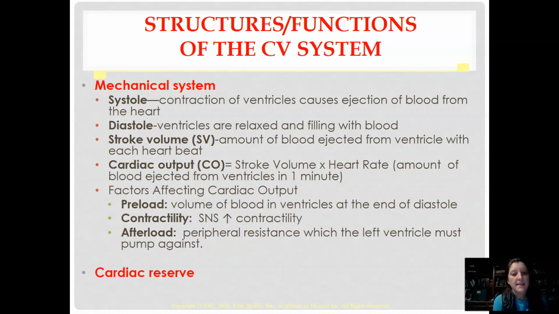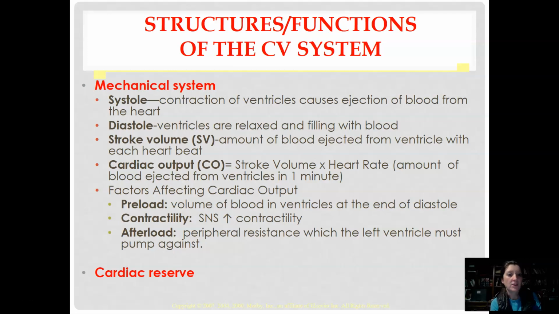Cardiac output is just taking that stroke volume and figuring out over a minute how much blood is leaving the left ventricle. And so we do that by taking the stroke volume and multiplying it by the heart rate, which is the beats per minute, and that tells us how much blood is ejected from the heart. So some things that are going to affect our cardiac output: how much blood is already in the ventricles when we're getting ready to contract.